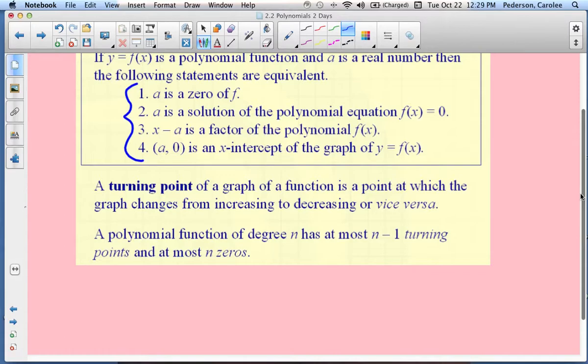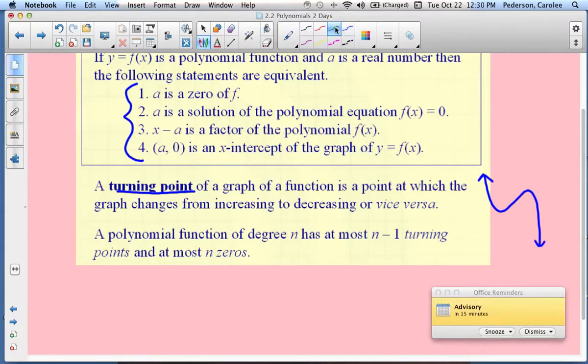The next piece is what we call a turning point. So go ahead and write this down. A turning point is when it goes from an increasing to a decreasing function, or vice versa, decreasing to an increasing. So this would be an example. If I give you a graph that looks like this, this is a snake. It has some turning points.